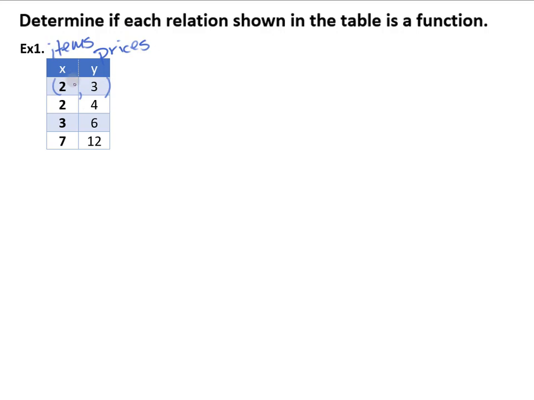The first thing I notice about this is our input value of 2. We have the same item listed twice here, 2 and 2, and it has 2 different prices. Is that okay? Would this be a function? No, this is not a function. Excuse my n's looking like h's. Okay, not a function.